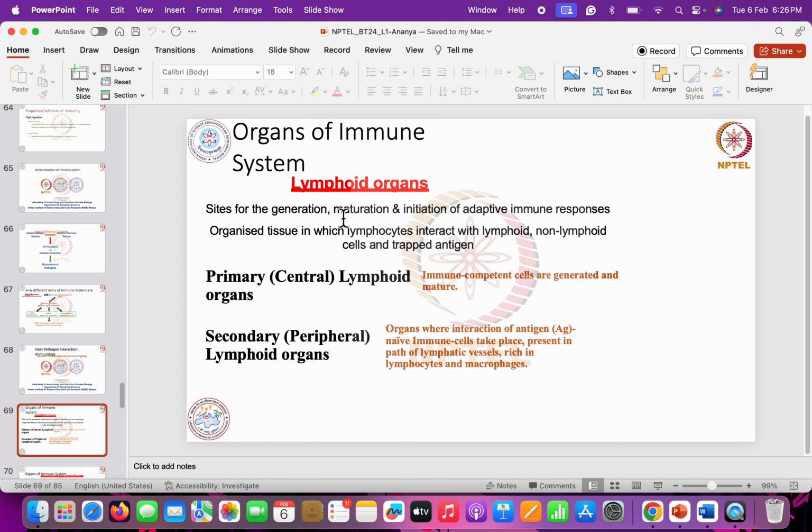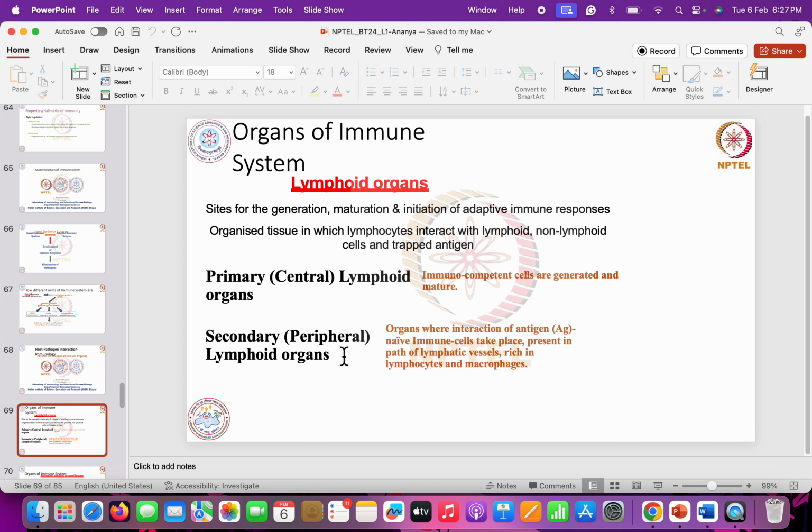Lymphoid organs are the site for generation, maturation, and initiation of adaptive immune responses. Organized tissue in which lymphocytes interact with lymphoid and non-lymphoid cells and trapped antigen. Primary or central lymphoid organs are where immunocompetent cells are generated and mature.